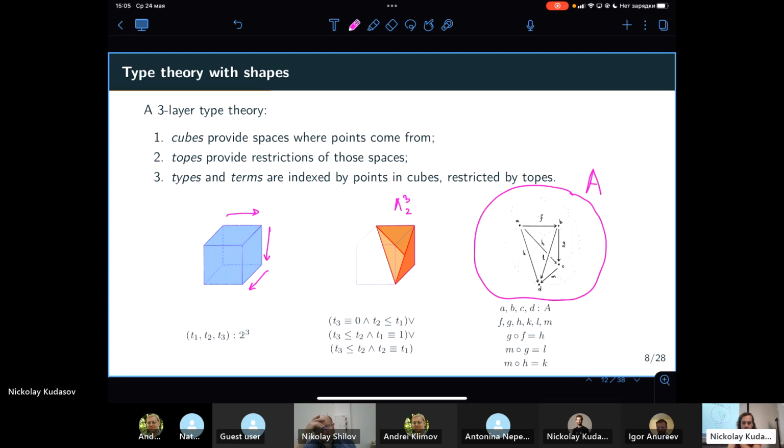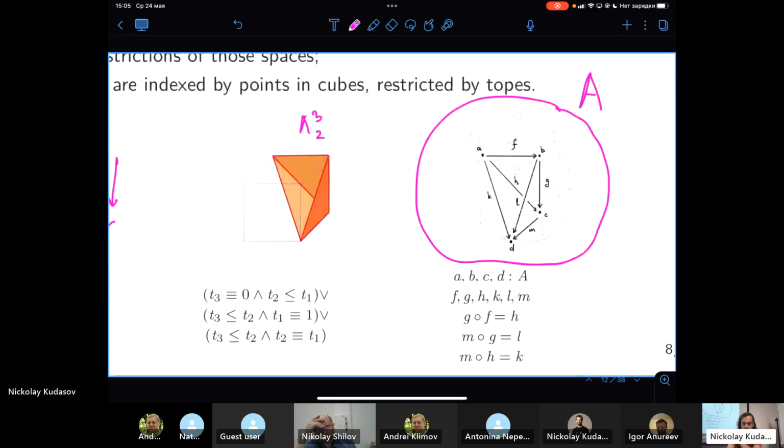So vertices become terms in this type A. Let me just enlarge this a little bit. So these are A, B, C, and D. And then edges in our original triangle correspond to arrows. For example, you can treat them as functions. So maybe you have here a type of types, and then A and B are 2 types, and then F is a function from A to B. Or you can have some other examples.